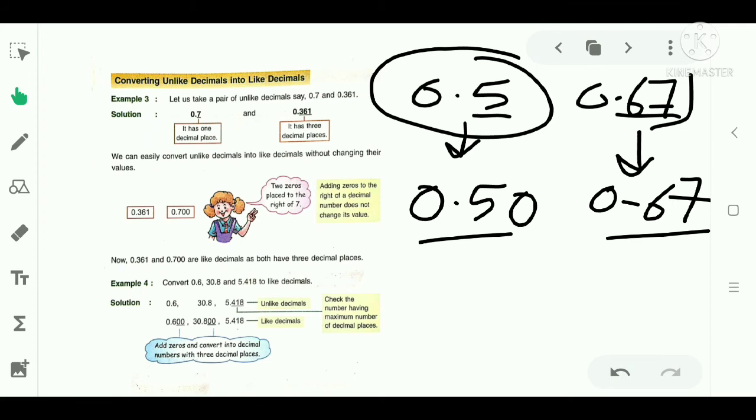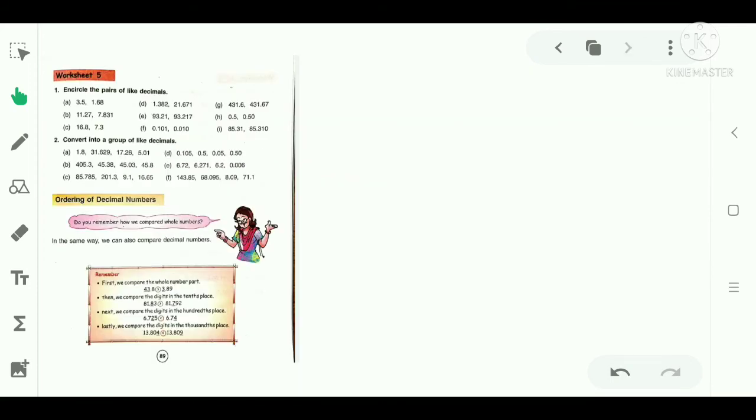Now let us do the questions, students. Look here in question number 2, convert into a group of like decimals. We have to convert all these decimal numbers into like decimals. First of all, we will check which decimal part has more digits. Look here. Here 1 digit, here 3 digits, here 2 digits, here 2 digits. So it means 31.628 has more digits in the decimal part. So we will make 3 digits in 1.8, in 17.26, and in 5.01.